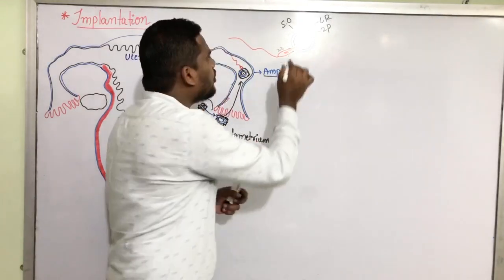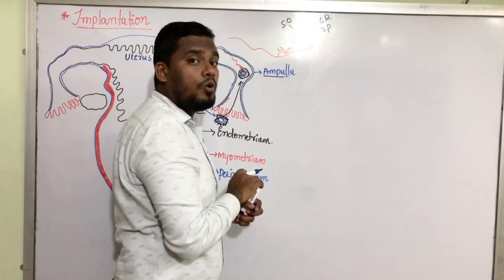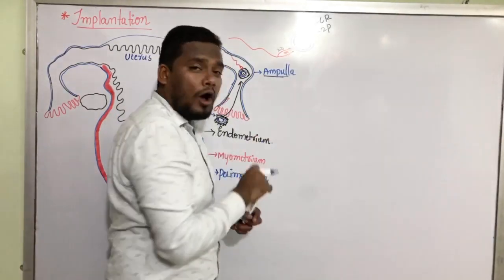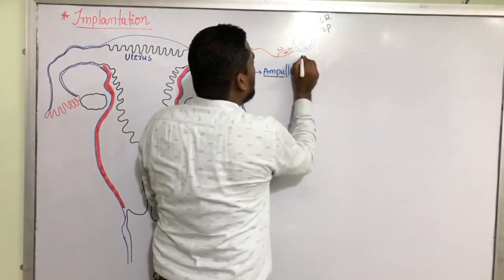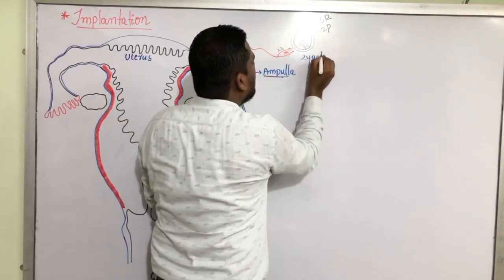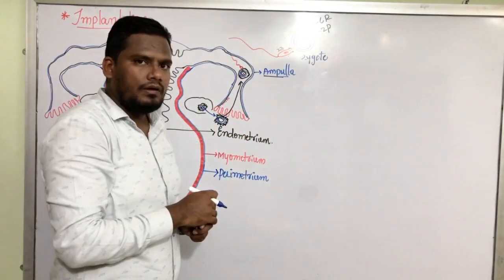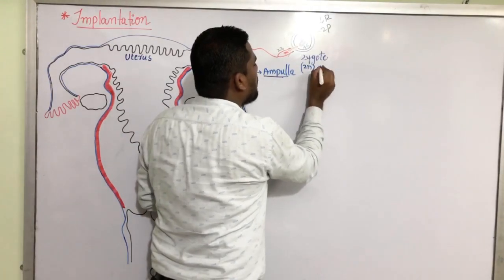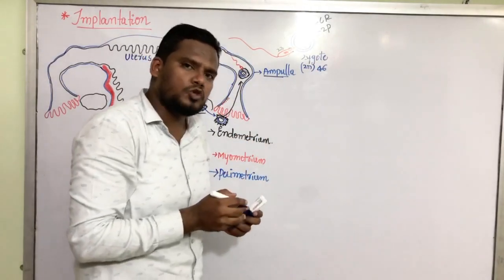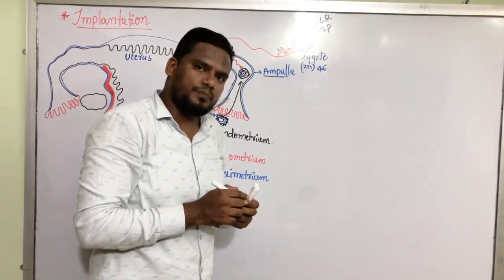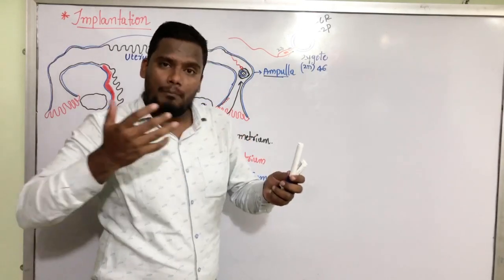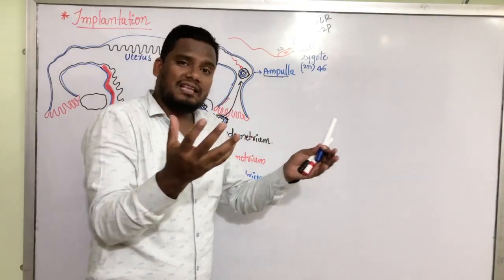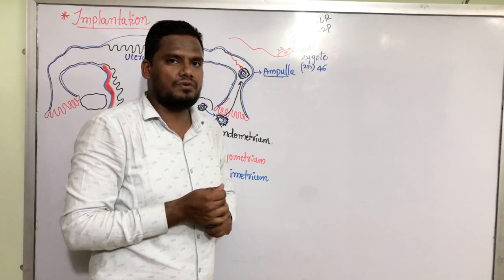This cell is no more called a secondary oocyte now, because it has become a diploid cell. Hence, it is called the zygote. What is the zygote? The zygote is a diploid cell which consists of 46 chromosomes. 23 from the sperm, that means 23 are from the male and 23 are from the female. There is a fusion of male and female chromosomes during fertilization.